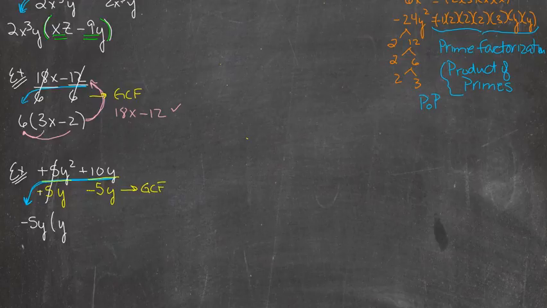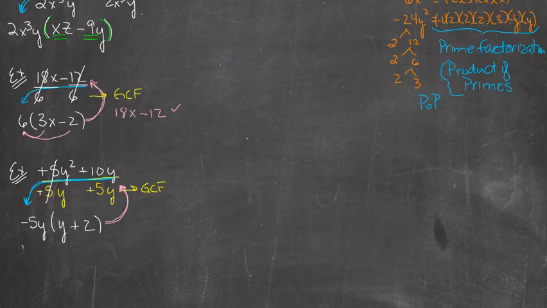Same thing here, 2 negatives makes a positive. 10 divided by 5 is 2, y divided by y is 1, and so I'm finished. So these are the factors of this number. Let's check it. This is the way I want you to check it on your work. I want to be able to read your work and know what you've done, and this is what I call correct algebra.